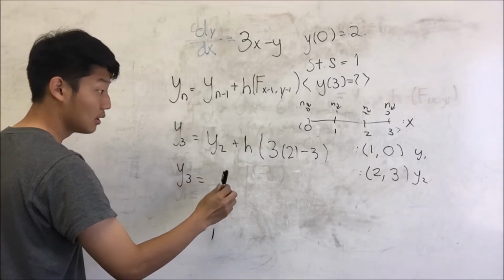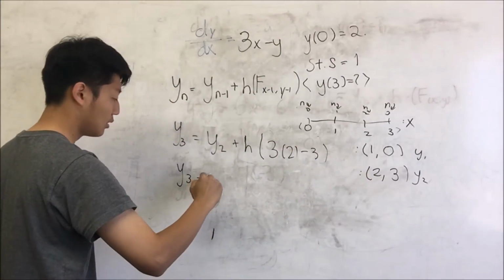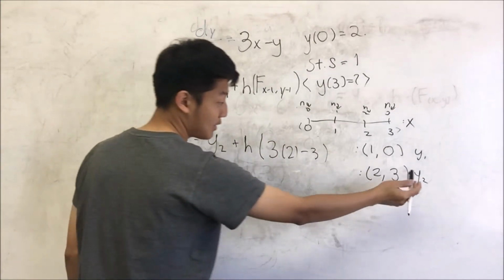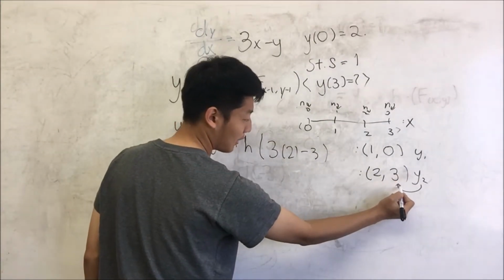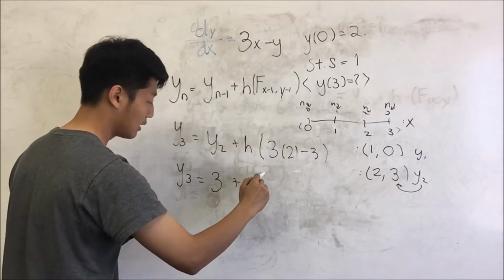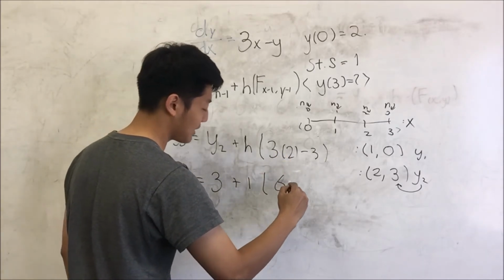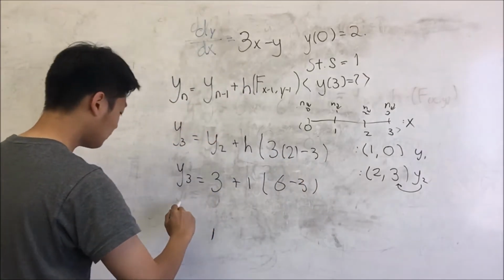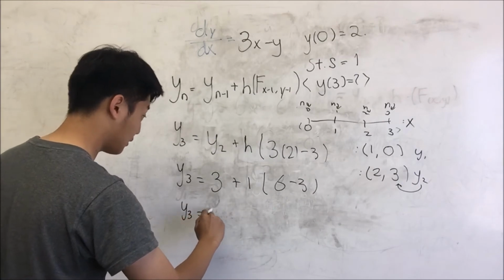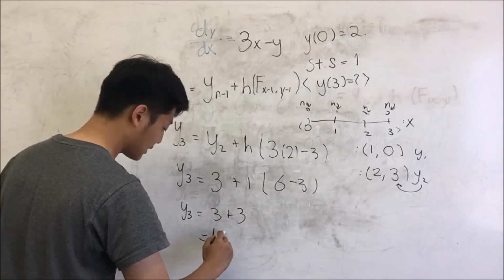y3 is equal to, so y2, 3, because y2 is this value, I don't think I mentioned that, and plus step size 1, and 3 over 2, not 3 times 2, 6, minus 3. y3 is equal to 3, plus 6 minus 3, 3, which is equal to 6.